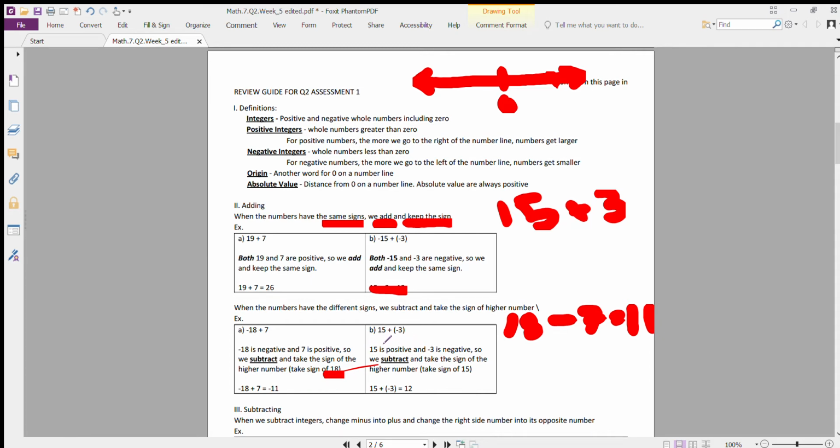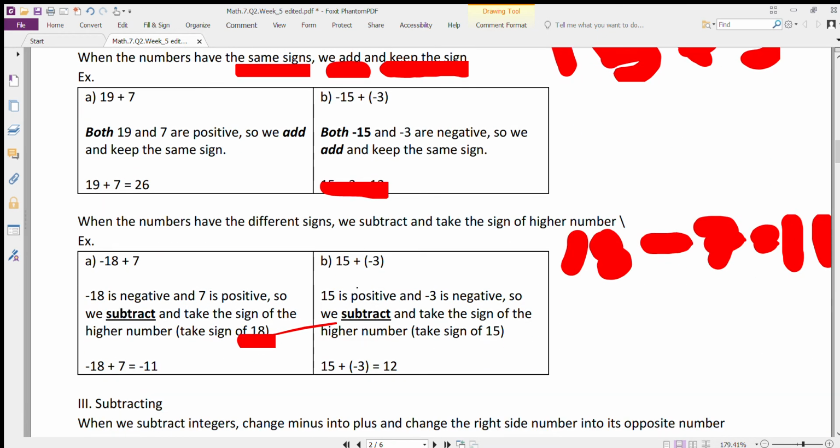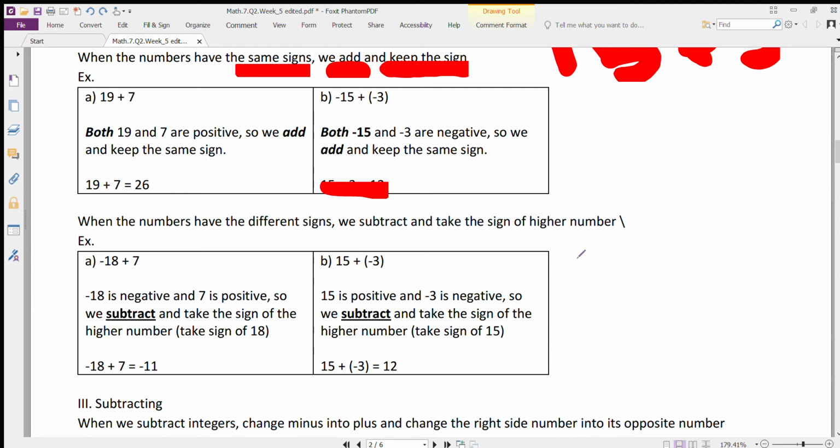Now let's have another one. We have 15 plus negative 3. Again, they have different signs: 15 is positive, negative 3 is negative. So what do we do? We subtract. So how do we subtract? We're just going to subtract 15 minus 3.